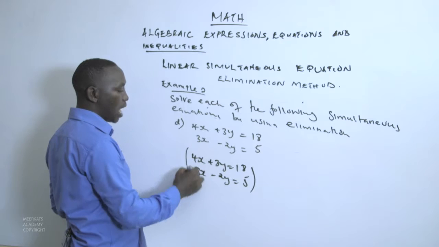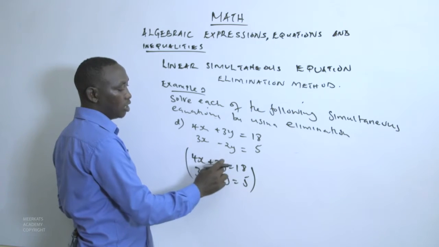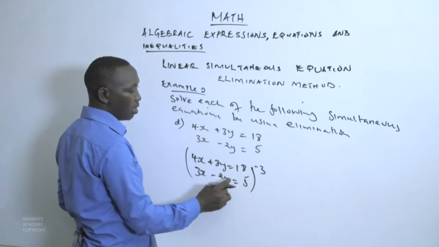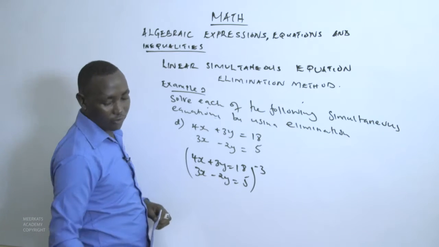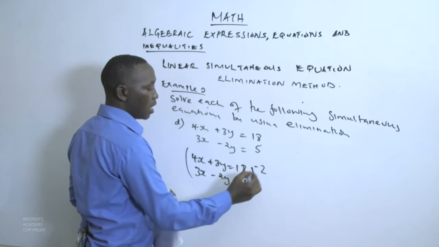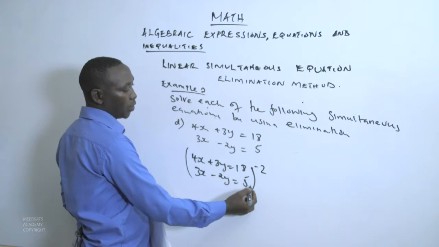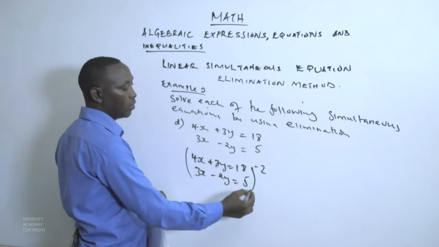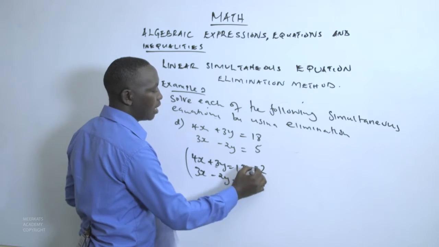3x minus 2y is equal to 5. We have said you multiply. Because we want to eliminate this part, we multiply the first equation by the coefficient of y in the second equation, which is negative 2. And we multiply the second equation by the coefficient of y in the first equation, which is 3.